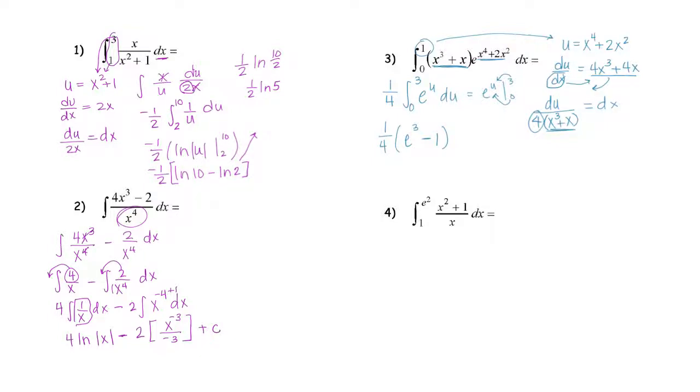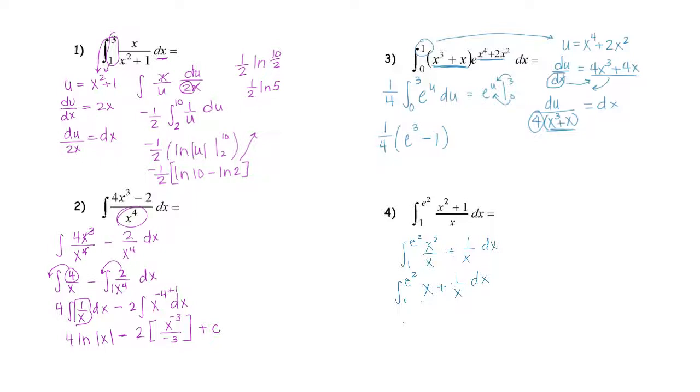All right, let's move on to number 4. Again, looking at this, we are all over one term, so I'm going to divide this up, and I'm going to have the integral from 1 to e squared of x squared over x plus 1 over x. And then that's going to reduce down, so I have from 1 to e squared of x plus 1 over x. And now this has turned out nice and neat.